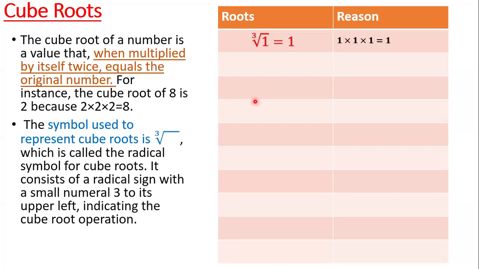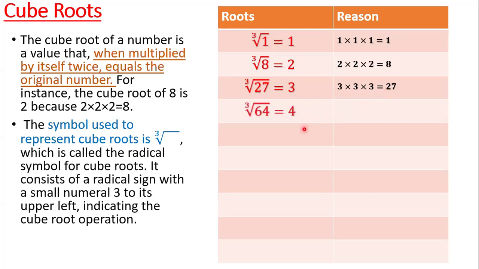All right, what's the cube root of 8? 2. Why? Because 2 times 2 times 2 is 8. What's the cube root of 27? 3. Why? Because 3 times 3 times 3 is 27. What's the cube root of 64? 4. Why? Because 4 times 4 times 4 is 64.